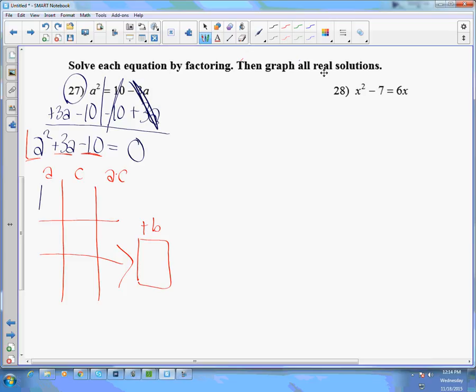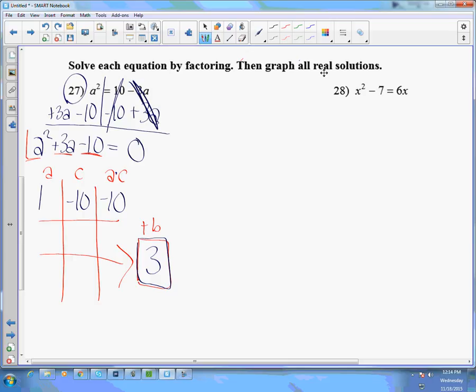Negative 10. And here we're going to be multiplying them. 1 times negative 10 is just negative 10. So we need to look for what number is B. A, B, C. What number is B? 3. Okay? Good. So now we start thinking of 2 numbers that multiply to negative 10 and add to 3.